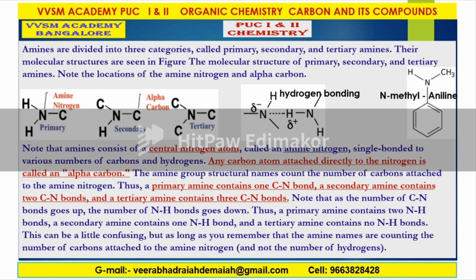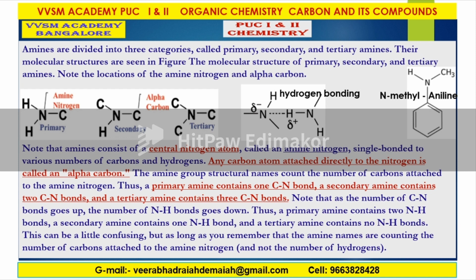Any carbon atom attached directly to the nitrogen is called an alpha carbon. Suppose there is a carbon atom in an organic molecule. If the carbon atom is attached directly to the nitrogen, then it is called alpha carbon.